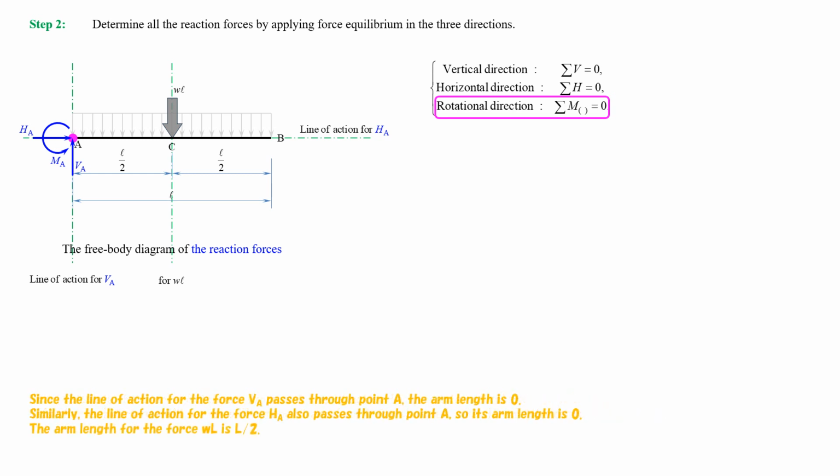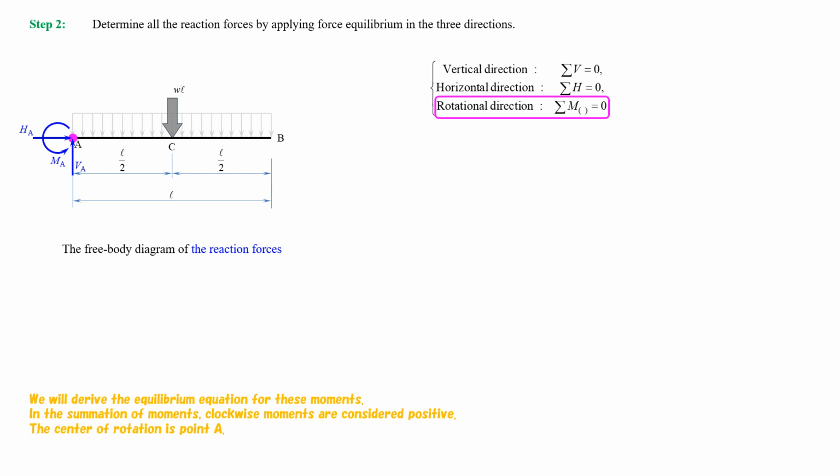Since the line of action for the force VA passes through point A, the arm length is 0. Similarly, the line of action for the force HA also passes through point A, so its arm length is 0. The arm length for the force W multiplied by L is 1/2 of L. We will derive the equilibrium equation for these moments. In the summation of moments, clockwise moments are considered positive. The center of rotation is point A.